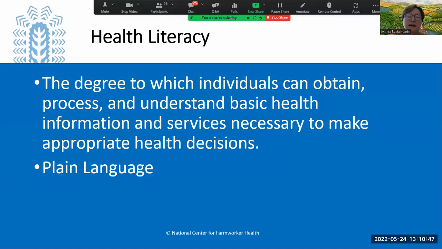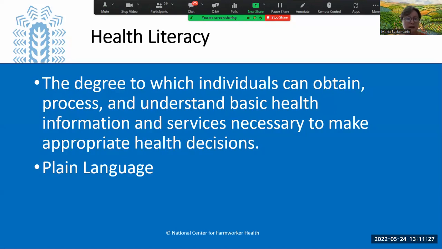We're also looking at health literacy. And this was also mentioned in your responses in the chat. With health literacy, we refer to the degree to which individuals can process and understand basic information and services necessary to make appropriate health decisions. We need to speak in plain language. That is very important to take into consideration, as we need them to not only read, but understand.